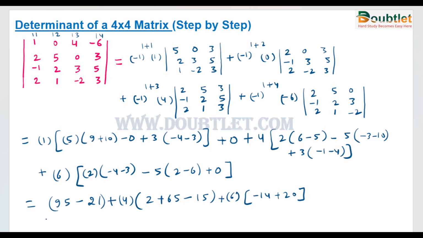So if we solve this further, what we will get is 74 plus, this will become 50, 52, 52 into 4, 208. And the next one, if we solve this, this will become 36. So if we add this, 8, 6, 14 plus 4, 18, carry 1, so 3, 1, 4, 4, 7, 11, carry 1, so it will become 318. So basically the determinant of the above 4 cross 4 matrix is 318.